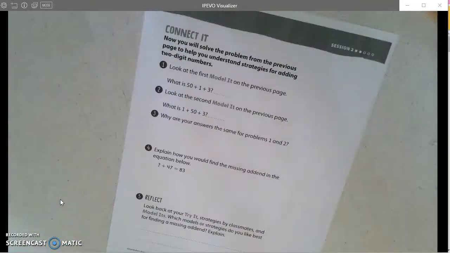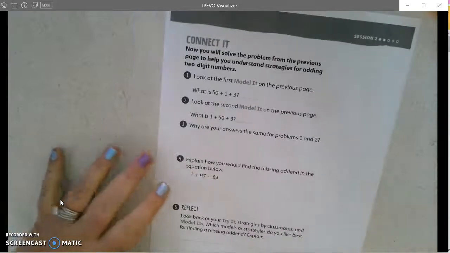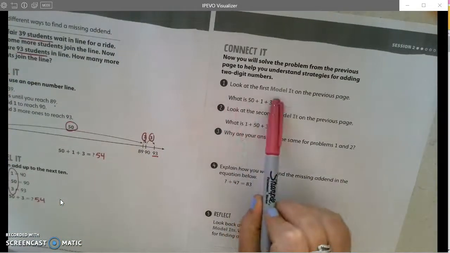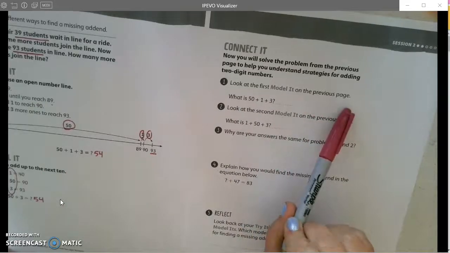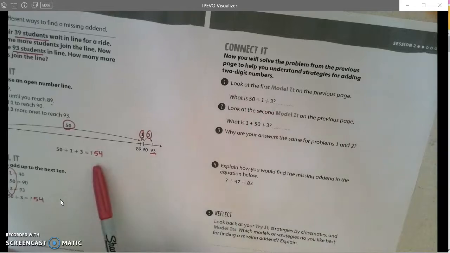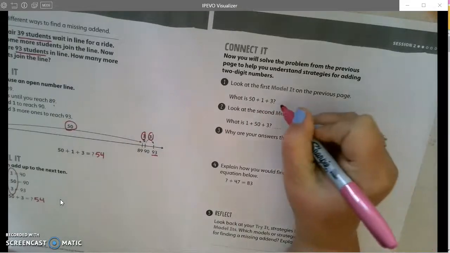Page 195. All right. So looking at Connect It, this is still looking back. So it says look at the previous page. Okay. Look at the first model it. So that's using the number line. On the previous page, what is 50 plus 1 plus 3? Well, I already went ahead and asked you that, and so we already solved it. 54, right?